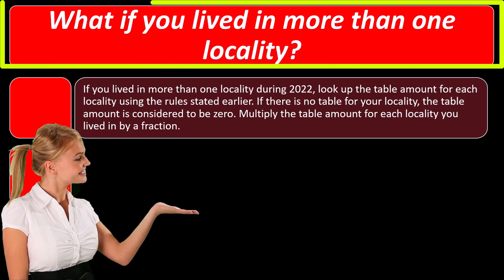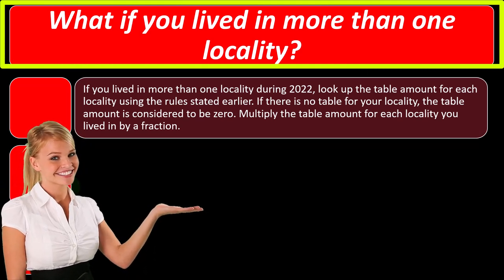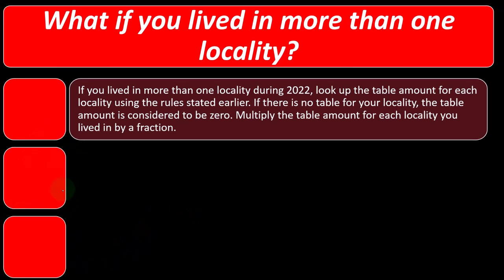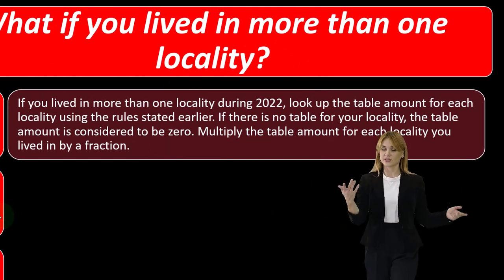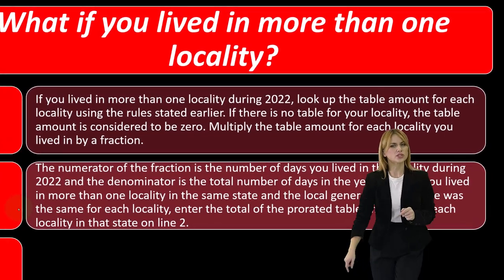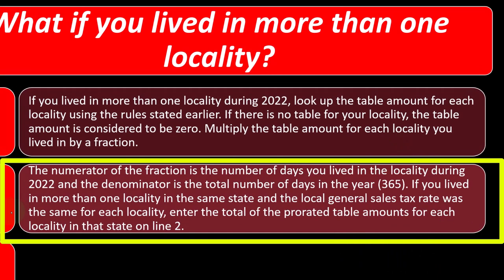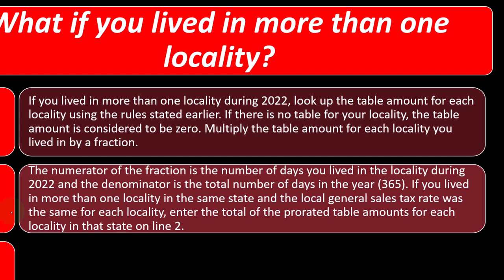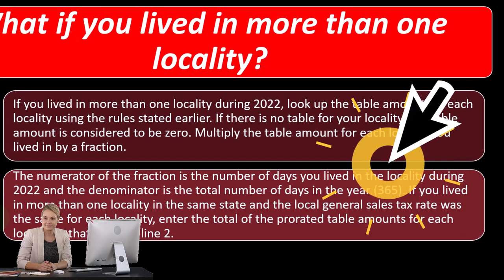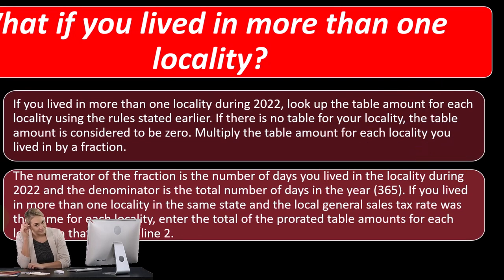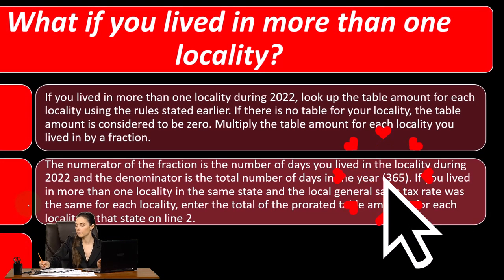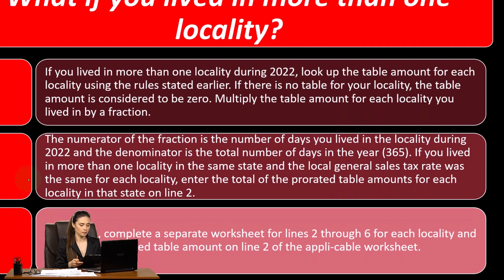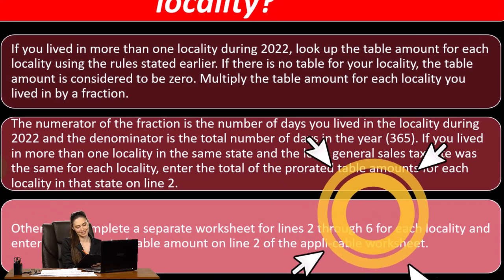So what if you lived in more than one locality? If you lived in more than one locality during 2022, look up the table amount for each locality using the rules stated earlier. If there is no table for your locality, the table amount is considered to be zero. Multiply the table amount for each locality you lived in by a fraction. The numerator of the fraction is the number of days you lived in the locality during 2022, and the denominator is the total number of days in the year, 365. If you lived in more than one locality in the same state and the local general sales tax rate was the same for each locality, enter the total of the prorated table amounts for each locality in that state on line 2. Otherwise, complete a separate worksheet for lines 2 through 6 for each locality and enter the prorated table amount on line 2 of the applicable worksheet.